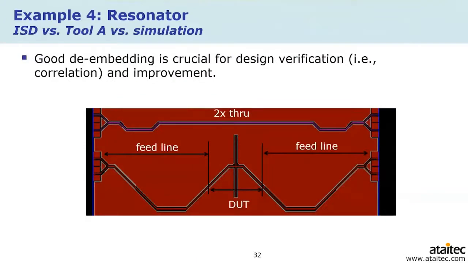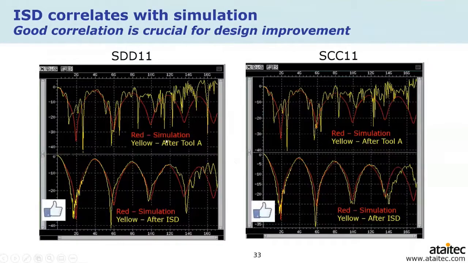Now here's a resonator example. We compare ISD with tool A and also simulation. So the DUT is this piece here. And you can see that if you use tool A, the results basically cannot be correlated with simulation. It's all over the place. And if you use ISD, it correlates so well. So now you can talk about design improvement, et cetera, et cetera.